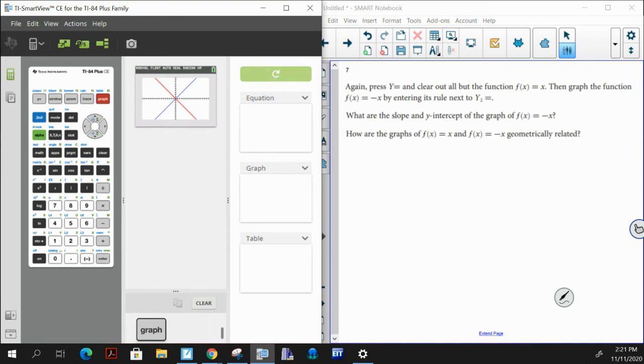Well, the blue line's the first one. It has a positive slope from left to right. It's at a 45-degree angle with the axes. The red one is negative x. It's the same thing, but now it's a negative slope, or it is downhill from left to right. So the positive or negative coefficient of x affects whether it's going uphill, or if it's negative, it's going downhill.